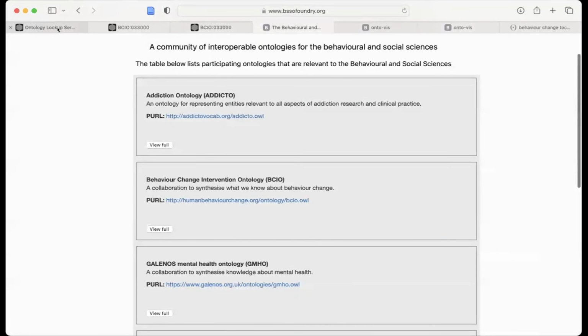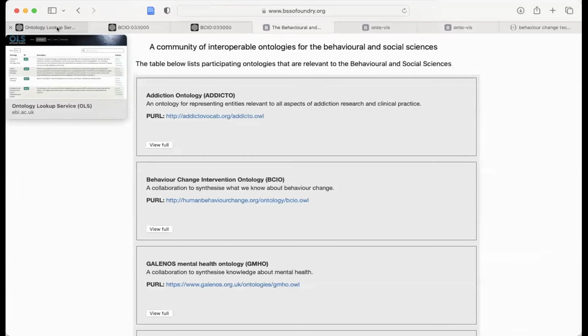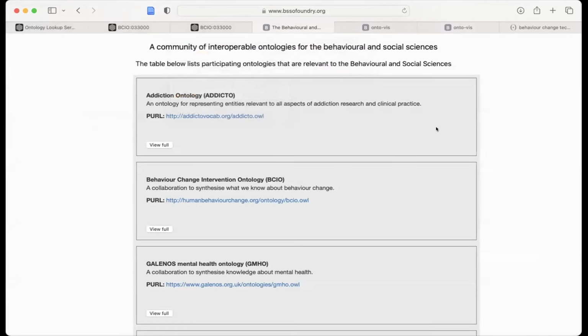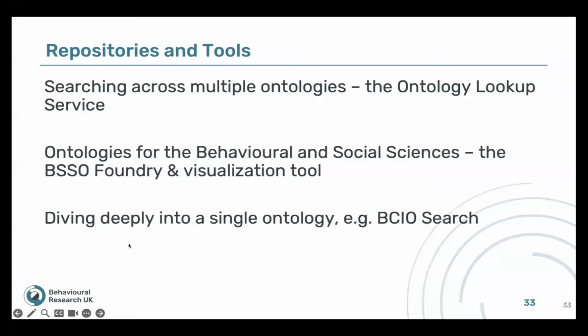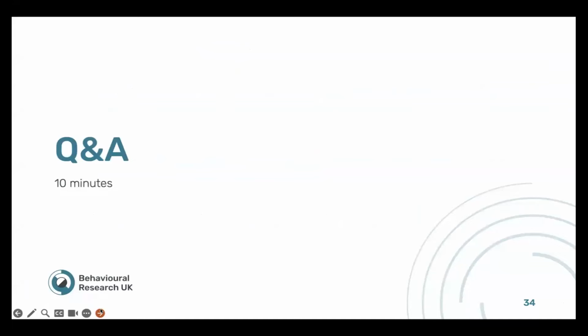So just in terms of coming from very broad repositories, which are covering not only behavioral and social sciences, but other domains as well, through our behavioral and social sciences focused repository, and then to the individual websites of specific ontologies, which may offer other features that the wider repositories don't have. So if we could have the slides again. Great. So this was what I've tried to demo, and I think that we will have some time for Q&A coming up now.